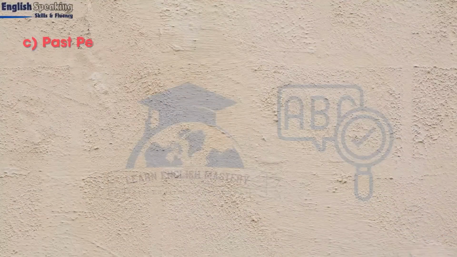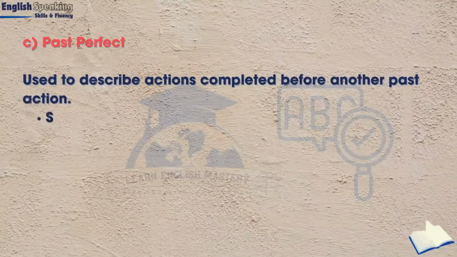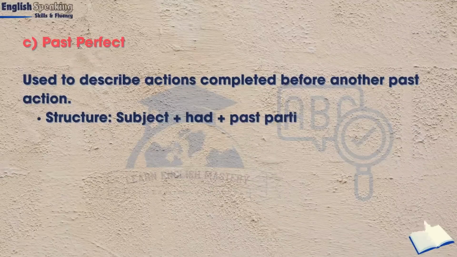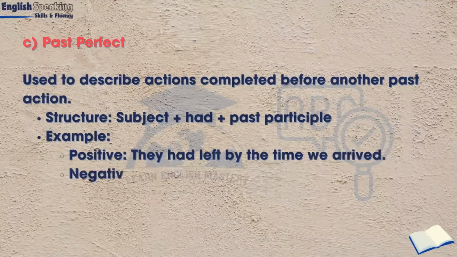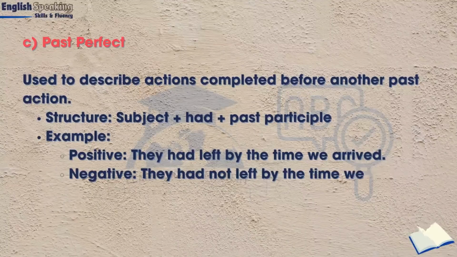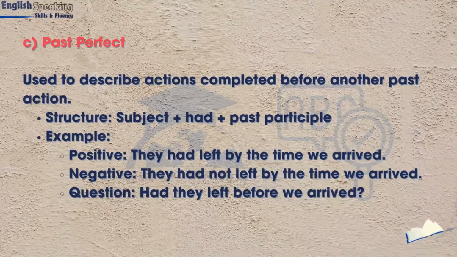c. Past perfect, used to describe actions completed before another past action. Structure: subject + had + past participle. Example: positive, they had left by the time we arrived. Negative, they had not left by the time we arrived. Question: had they left before we arrived?